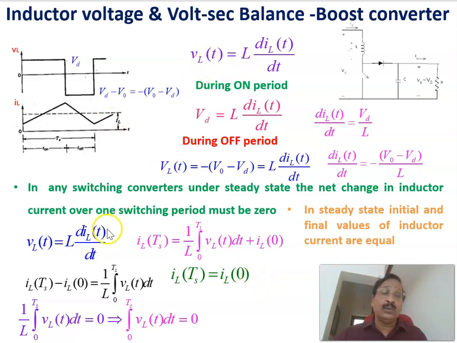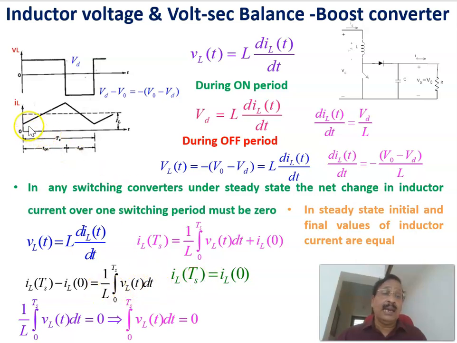Now again coming back to the basic equation, vL(t) equals L dIL by dt. From this equation, if you integrate, we'll get the current. The current through the inductor corresponding to this point, IL(Ts), is given by 1 by L integral 0 to Ts vL(t) dt plus the initial value of the current IL(0). Therefore, this is the value of the current at Ts. So if you take IL(0) to this side, IL(Ts) minus IL(0) equals 1 by L integral 0 to Ts vL(t) dt.